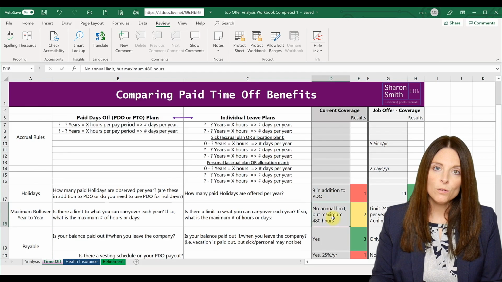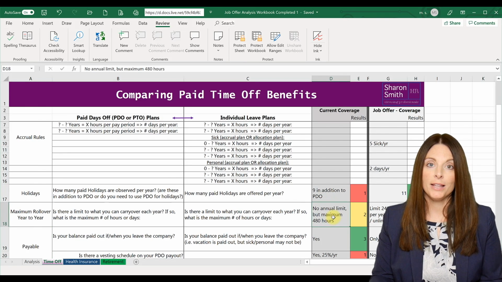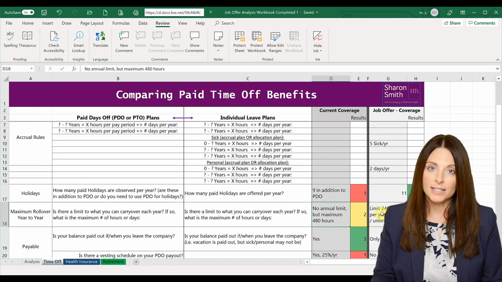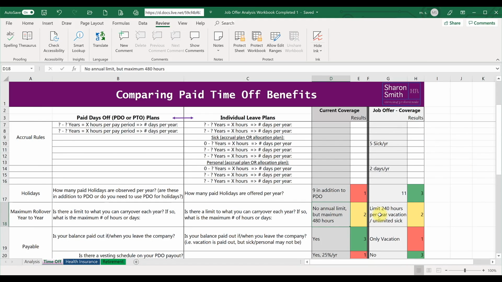What's your annual rollover amount? Because that came into play when I put a value on that, where the new job offer limited how much vacation time I could roll over. And if that's payable when I leave, that is a value or a hidden cost that you could be walking away from in your current job.